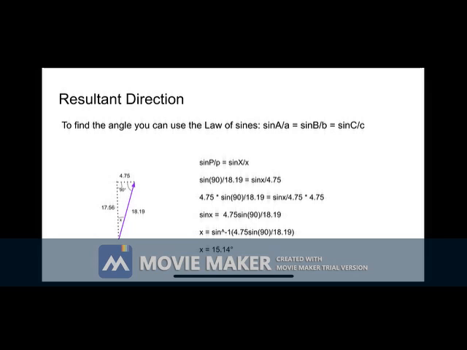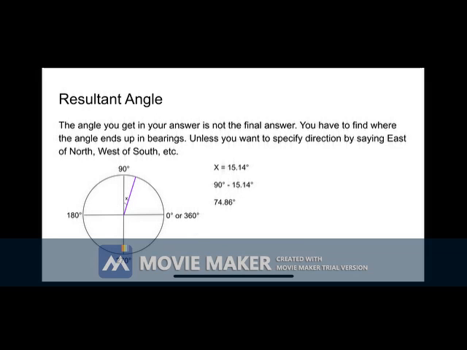To find out what sine of x is, we have to multiply 4.75 by each side to get sine of x by itself, and then take the inverse sine of the other side to get x equals 15.14, which is the angle of the triangle that you created.